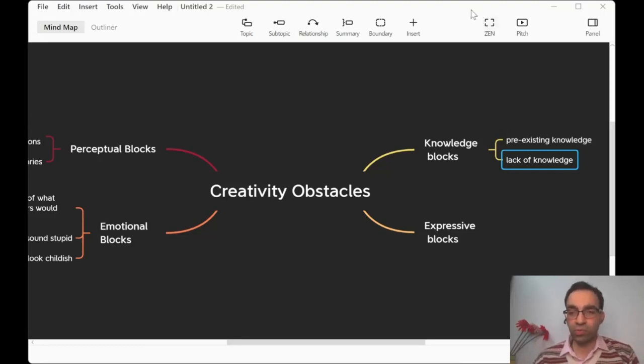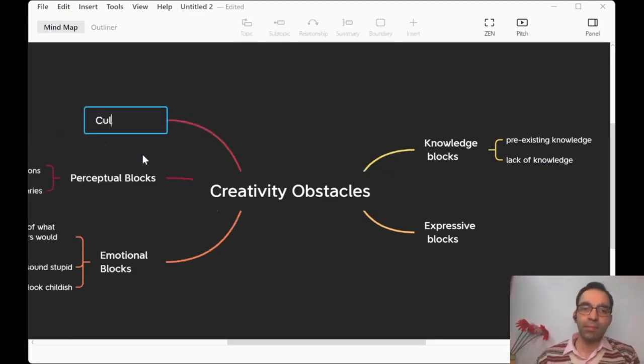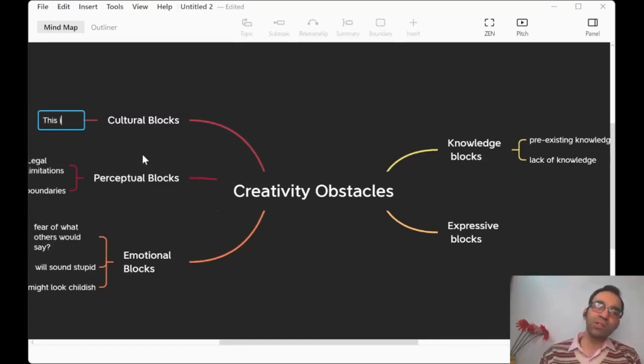Knowledge indeed is a double-edged sword. Okay. Then what else can we say? Can we talk about cultural blocks? Here, this is how it is done here. Yes, social norms, sir. Yes, sir, definitely. This is how it is done here.